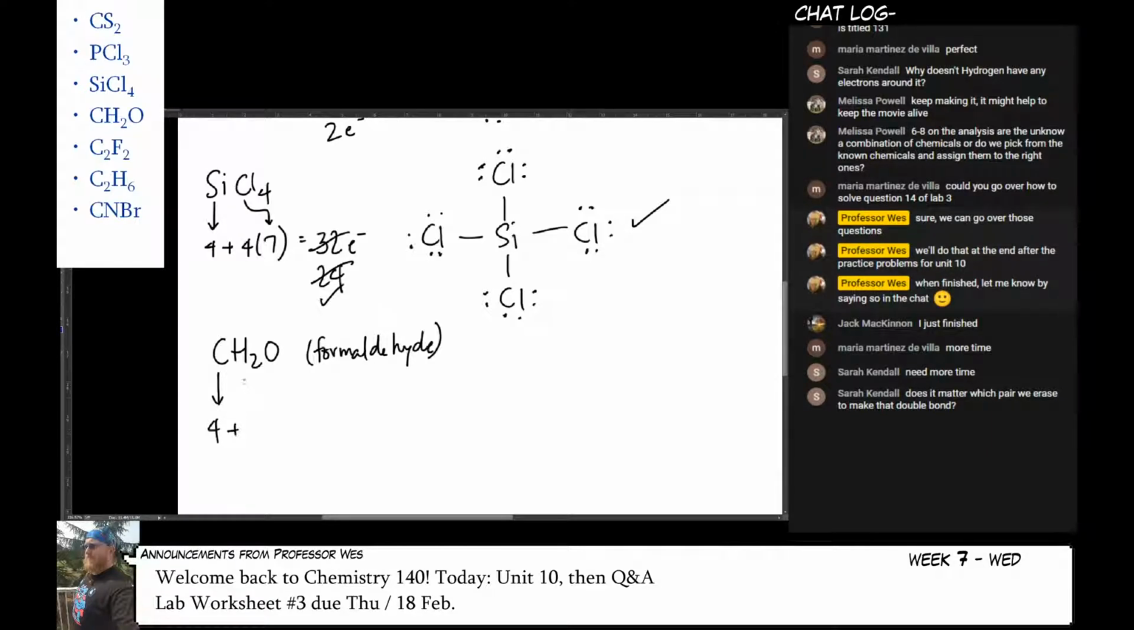Each carbon is worth 4. Each hydrogen is worth 1, and there are 2 of them. And each oxygen is worth 6. So 4 plus 2 is 6 plus 6 is 12.